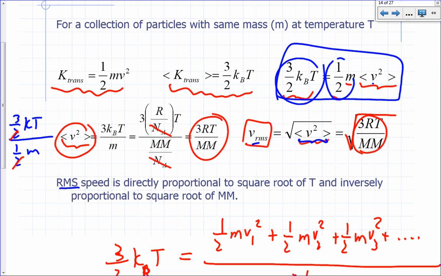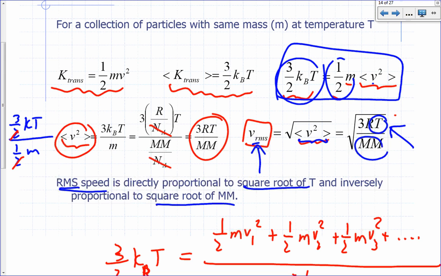So the RMS speed, as you can see, is directly proportional to the square root of the temperature, and inversely proportional to the square root of the molar mass. That means the higher the temperature, the higher the average speed. You can think of RMS speed as sort of like an average speed. Okay, it's not really a true average speed. It's the square root of the average of the square of the speed. Okay, but still, it's going to be related to the average speed. The higher that value is, the higher the average speed is.